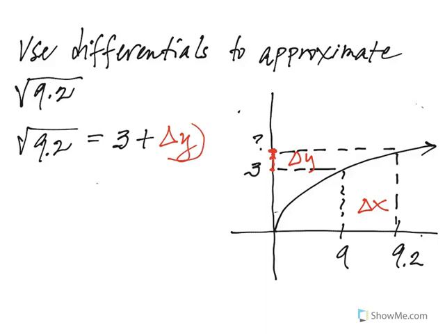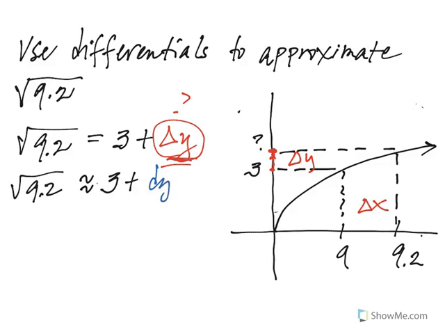The problem is, I don't know what this is. I don't know that distance here. So I'm going to use differentials to approximate this distance here. So if I know that delta y is roughly equal to dy, could you also say the square root of 9.2 now is roughly equal to 3 plus dy? Because remember what we said before.